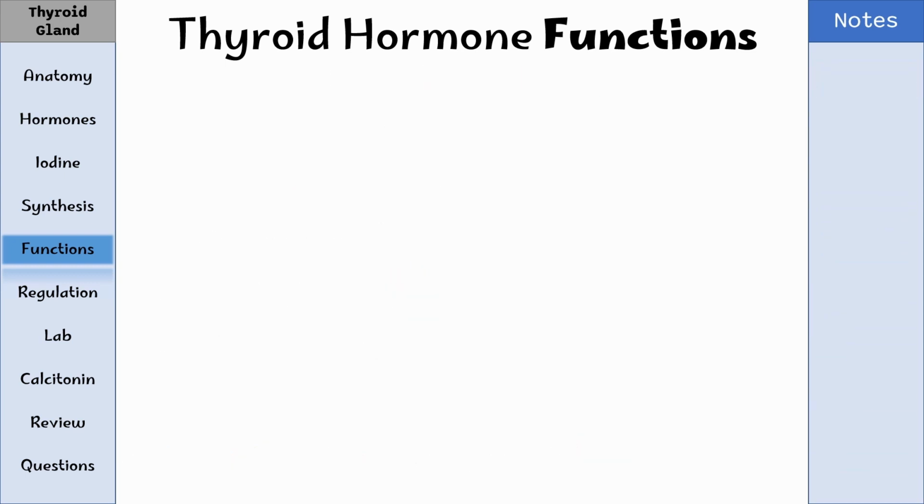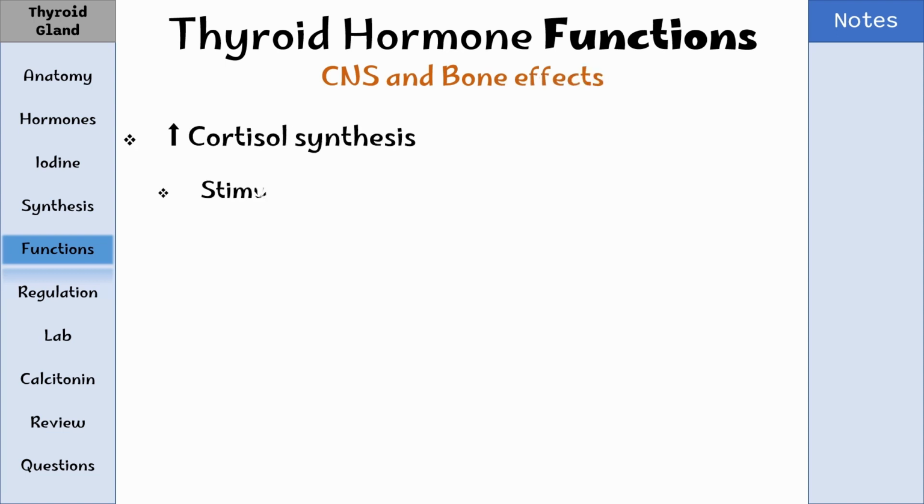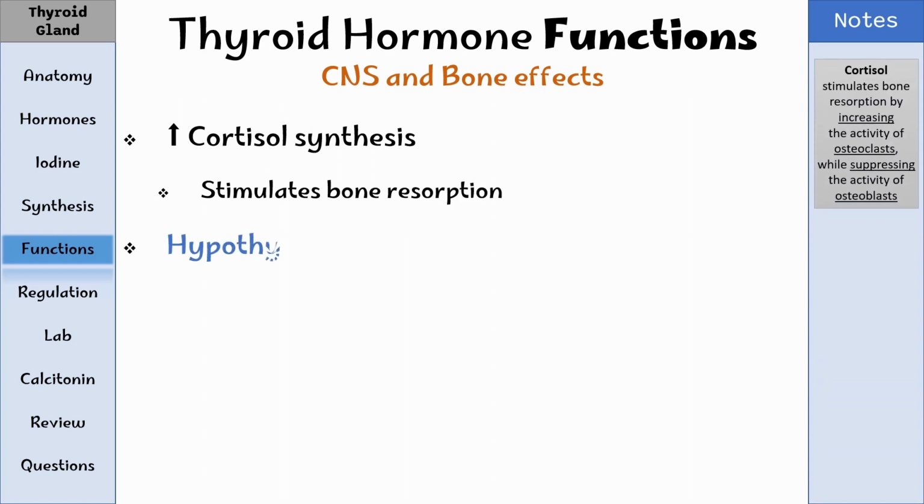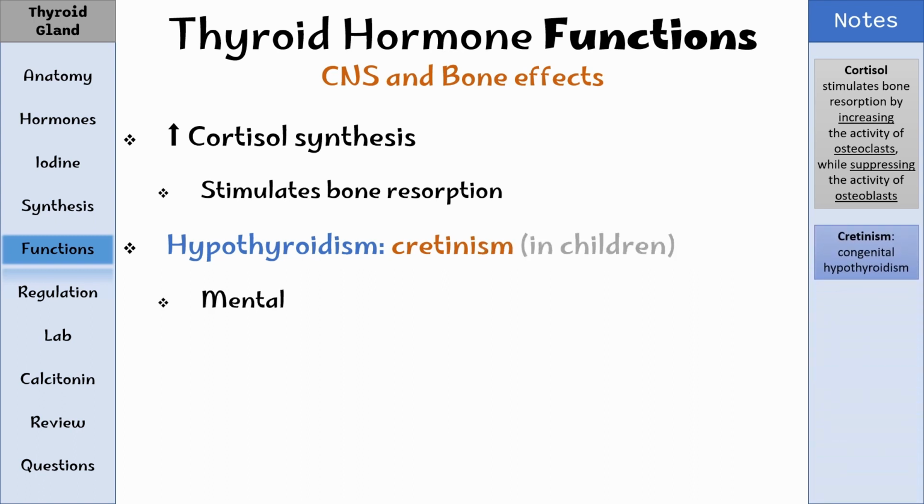Thyroid hormones also have an important role in CNS and bone maturation. It accelerates cortisol synthesis and stimulates bone resorption. Hypothyroidism in children causes cretinism. They have mental retardation and growth restriction. We'll discuss more in another video.